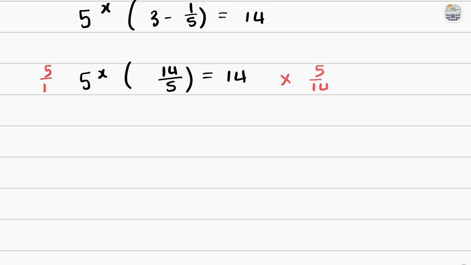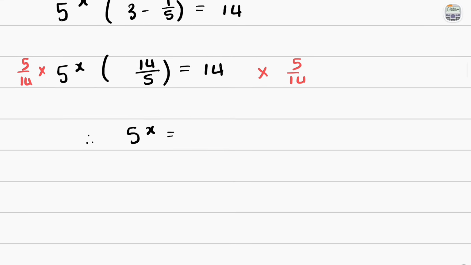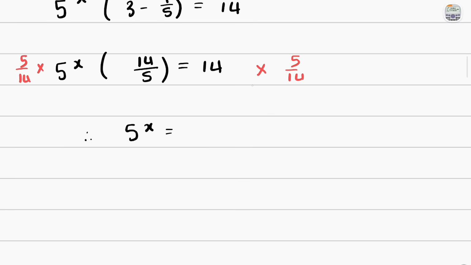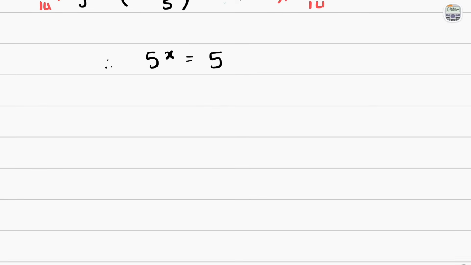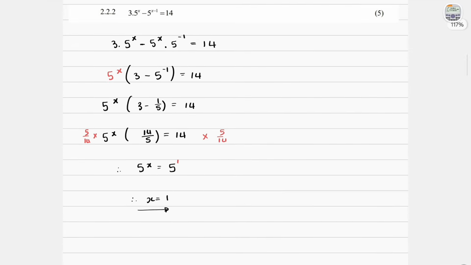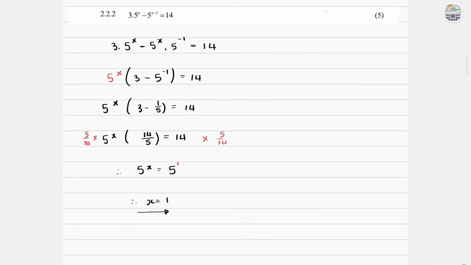So if you say 5 over 14, you see that the 5 and the 5 in that denominator would cancel. 14 and 14 would cancel. Okay, so we're left with 5 to the power of x is equal to, and here the 14s cancel and you're just left with 5. So finally, we know that this has a natural exponent of 1. So the bases are the same, and therefore we can equate their exponents, meaning x is equal to 1. And that is our answer. Moving on to the next question.